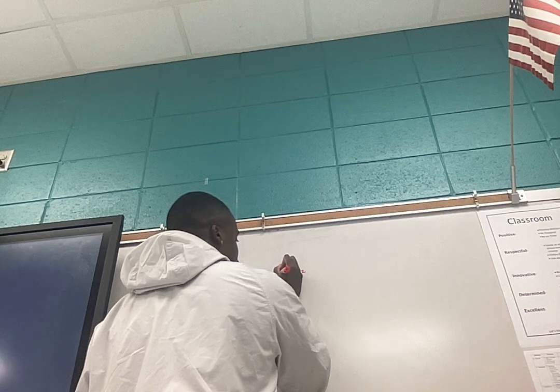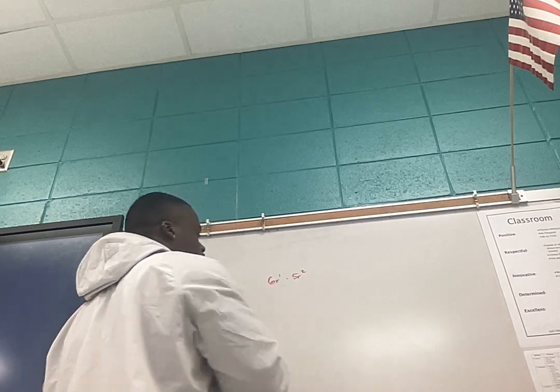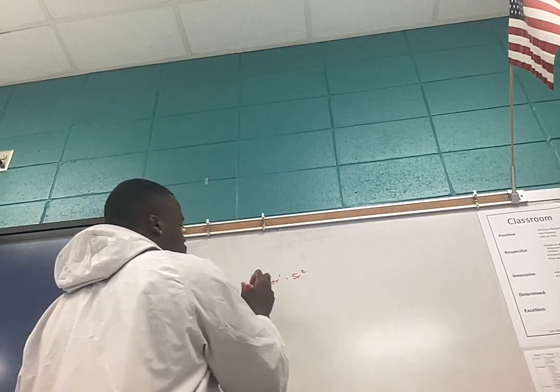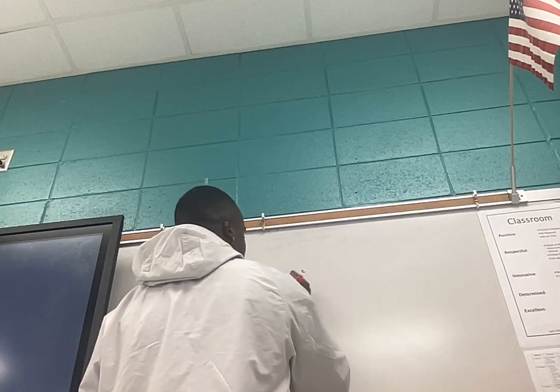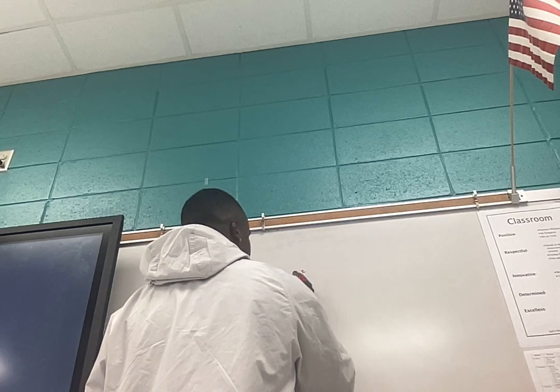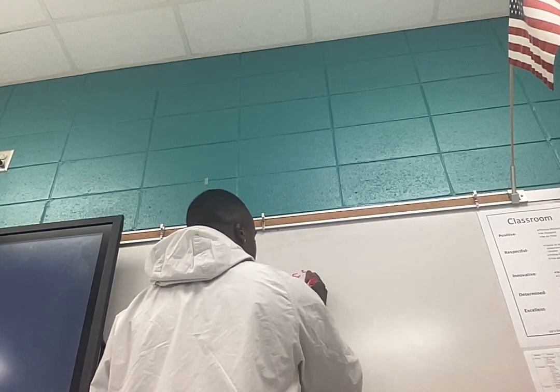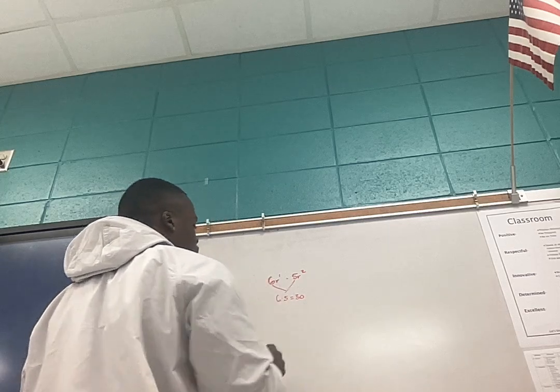So now it's going to be 6r to the 1 squared. Alright, so now we have, first we're going to do what? 6 times 5 is 30. So 6 times 5 equals 30. Okay, so now what are we going to do with this 30?